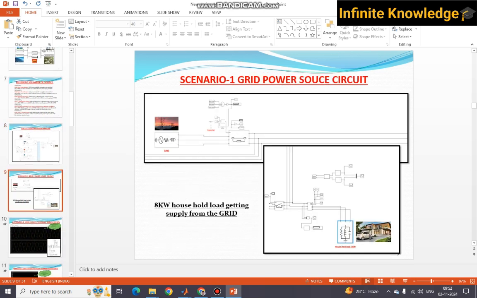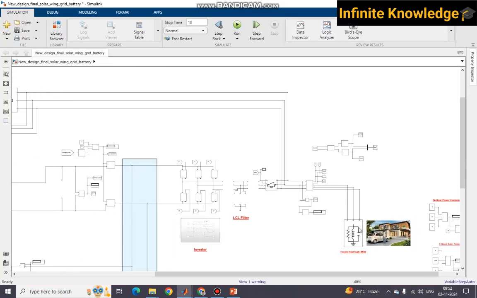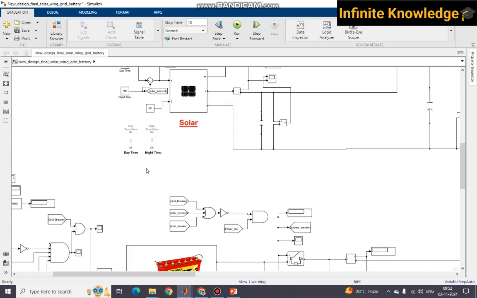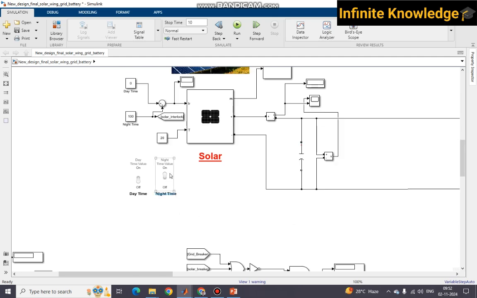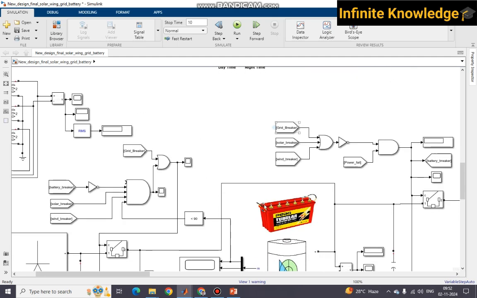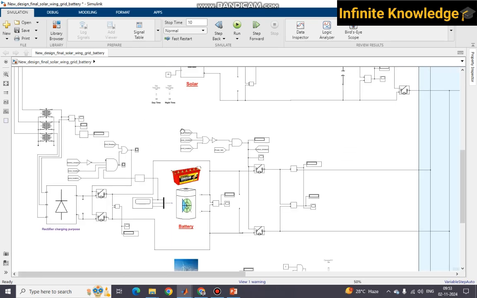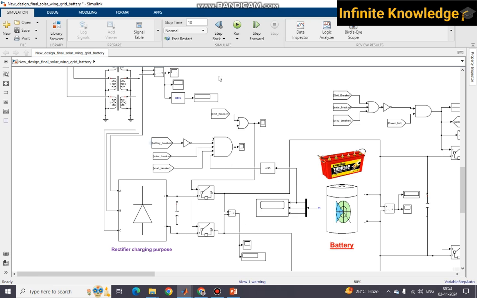Okay, so scenario one is the 8 kilowatt household load getting power from the grid only. I have already explained the 8 kilowatt load is here and it is getting the power from the grid only. So I am checking, and okay, there is no solar available as it is night time and not daytime. Again, the battery is charging. Okay, so the battery will get charged from here, and there is some logical controller also.